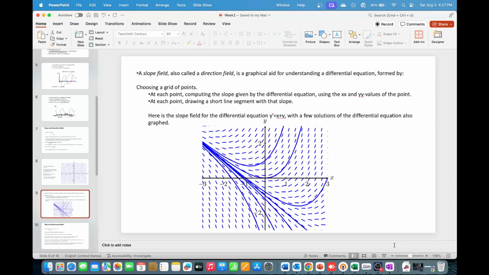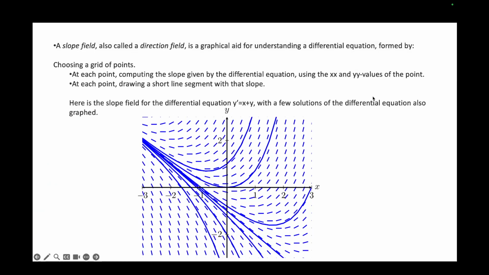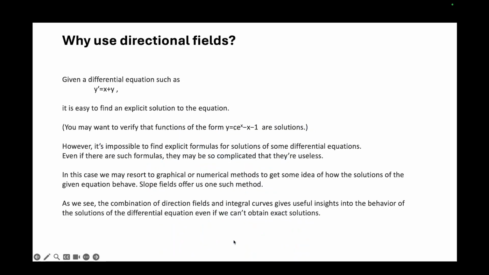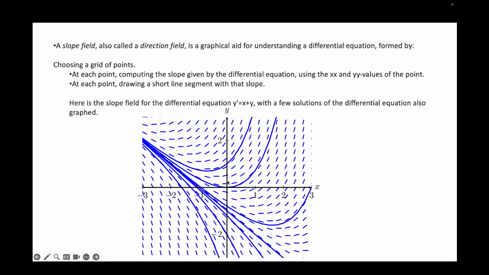So as I was saying, this is the slope field, which is also called a directional field. It is basically a graphical aid for understanding the differential equation, for understanding the many possibilities of solution of that differential equation. So these curves are showing you all possible solutions of that differential equation, dy/dx equal to x plus y. These darker curves are showing you all possible solutions of this equation.